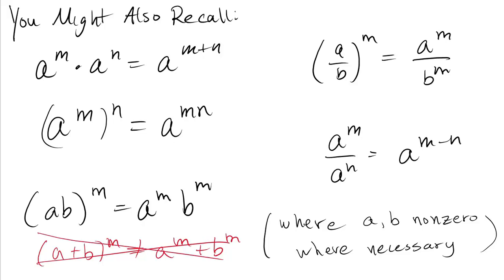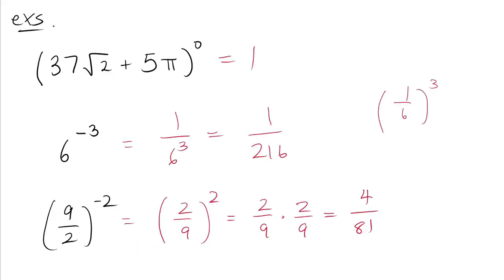It does extend to division, though. If you take the quotient of two expressions and raise that to the mth power, that's like raising the divisor and the dividend to the mth power. I think of this as a fraction to a power. Another way to say this is, when you raise a fraction to a power, you raise the numerator and denominator to that power. In the last example on the previous slide, I used the definition of an exponent, but we could have just squared the 2 and squared the 9 to get the same result.